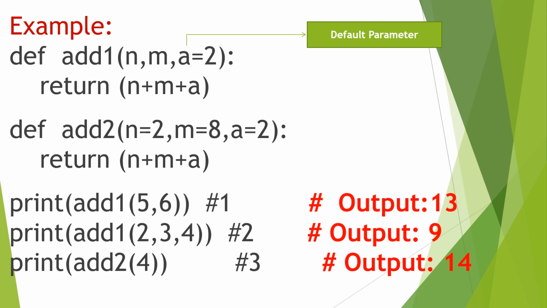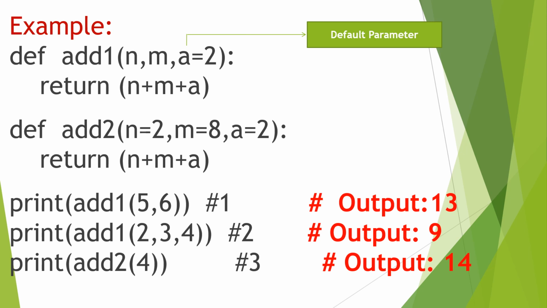The statement 3 is showing the function call for the add2, and here I am passing only one argument. So the one argument, if I am passing, would get copied into the first parameter, that is n. The rest of the parameters like m and a will use their own value, which is defined in the function header. So in this case, the answer would be 4 plus 8 plus 2, that is 14.